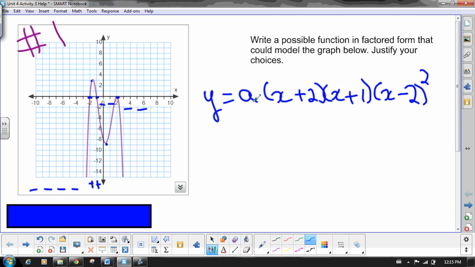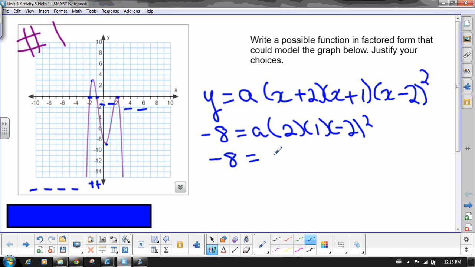It doesn't actually pass through the axes, so I have a squared value right here. Now I need to figure out what a is. So in order to find a, pick a point on the graph. And in this case, the easiest point to pick will be the y-intercept because it's at (0, -8). So I'm going to sub that in. I have -8 is going to equal a, then we're going to have 2 multiplied by 1 multiplied by (-2) squared. So we will have -8 equals 8a, which means -1 equals a.